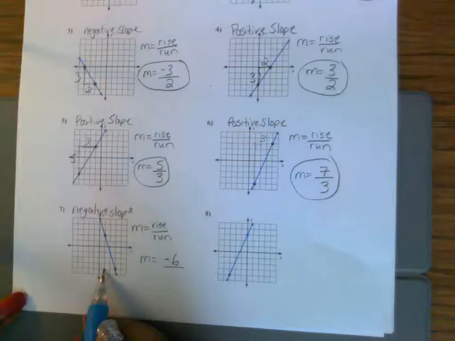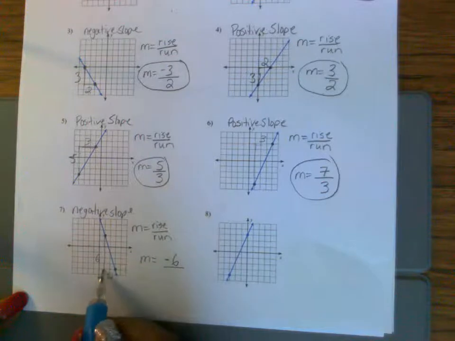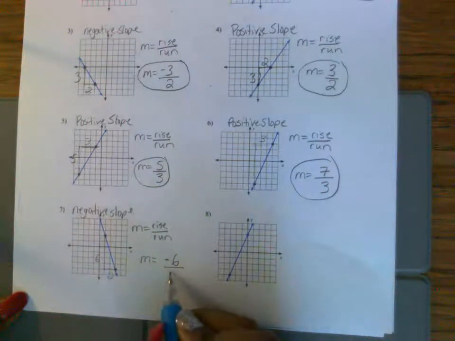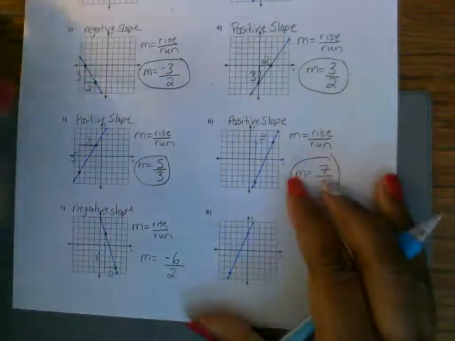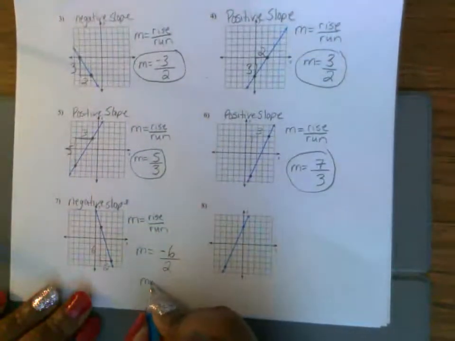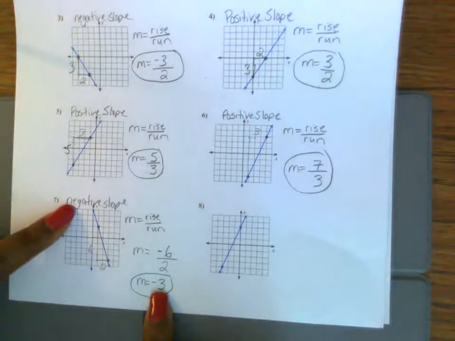Then from here, I go to the right. So I count how many times I go to the right, and that's 1, 2 times to the right. So down 6, to the right 2. So positive 2 on the bottom. I reduce or simplify this. When I simplify, negative 6 divided by positive 2 is going to be a negative 3. So my slope is a negative 3. And notice how the kind of slope is negative. So I knew that my answer would also have to be a negative. Any questions about number 7?